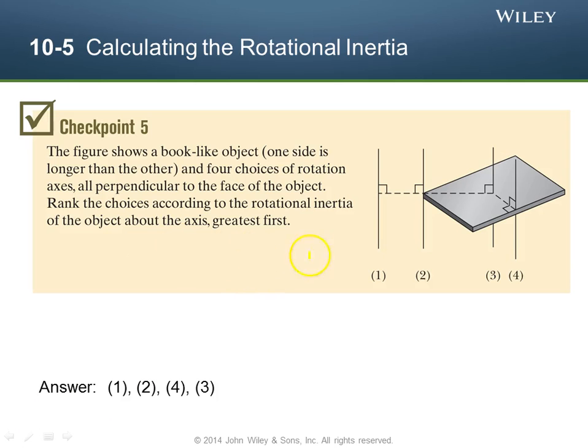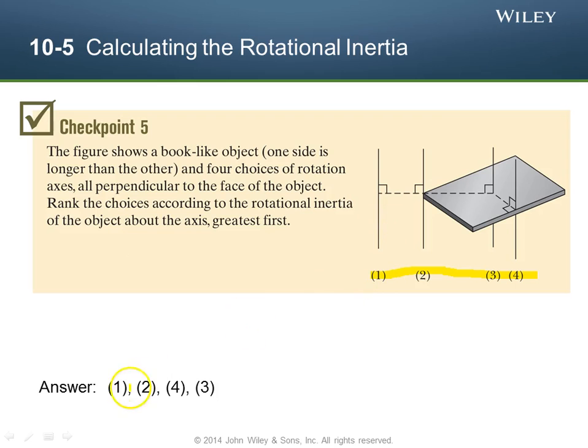So let's look at this example here. We have a book-like sheet of some material. It really doesn't matter what it is, it's just some object that is a slab. We want to rotate it about these 4 different axes, and they're all perpendicular to the object. We want to know which one is going to give us the greatest moment of inertia, or the greatest rotational inertia. And remember, the rotational inertia is dependent upon r squared, so the greater the distance from the axis of rotation, the greater the resistance to change in rotation, or the greater the rotational inertia.